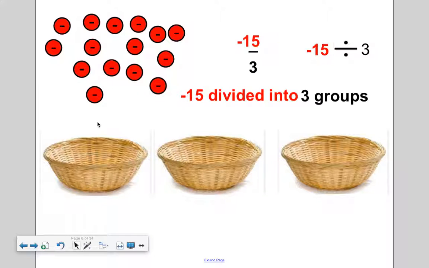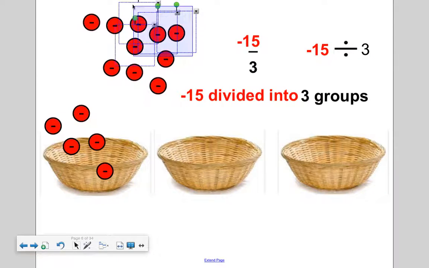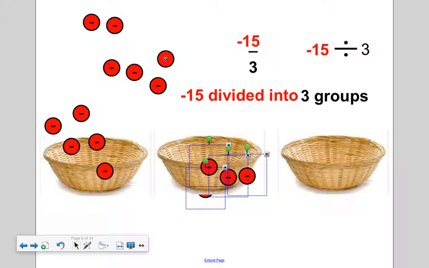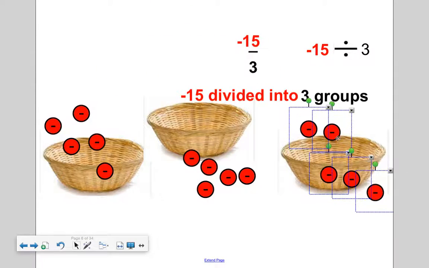Now I have 15 negatives. I want to divide it into 3 groups. I can rewrite it as an improper fraction as negative 15 divided by 3. So I'm going to say there are 5 negatives in each group. 4, 5, and so 15 negatives divided into 3 groups, so it's negative 5.